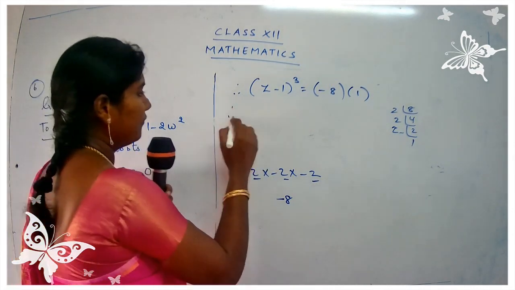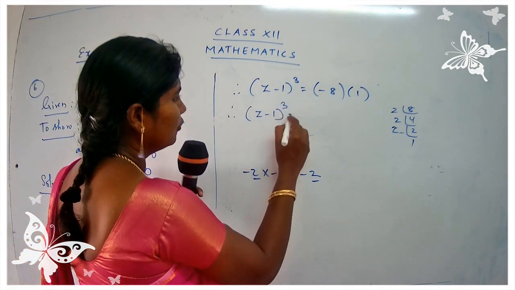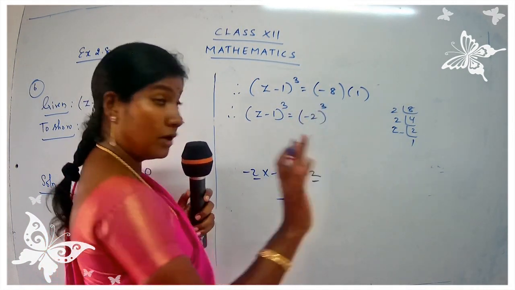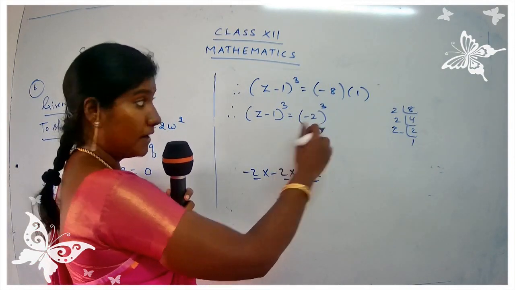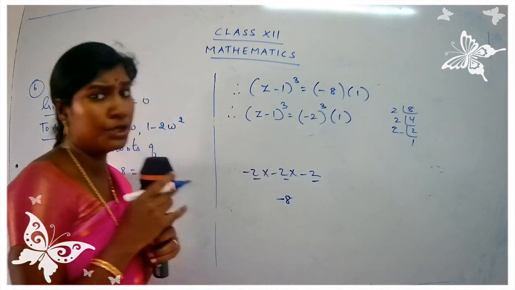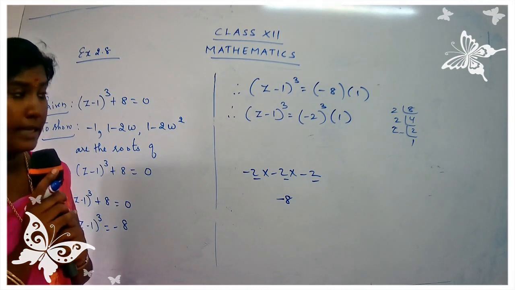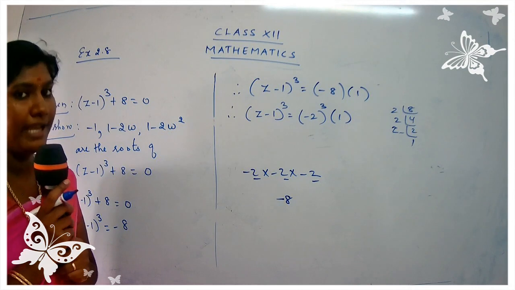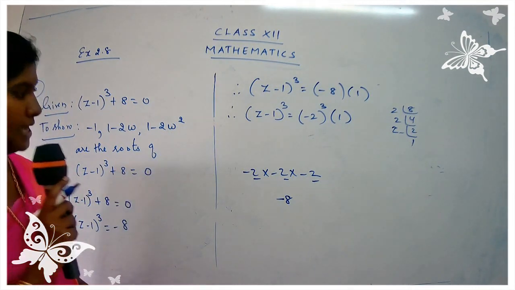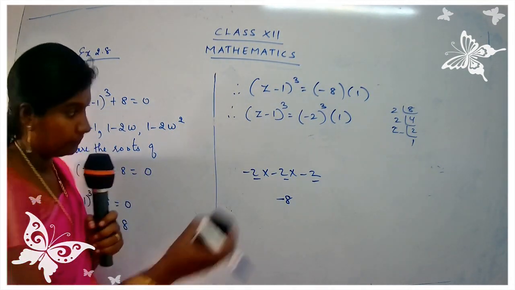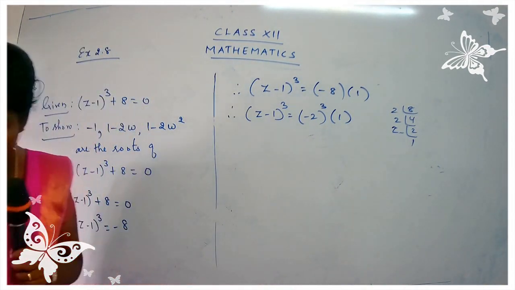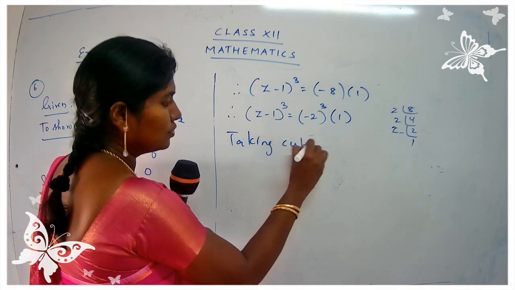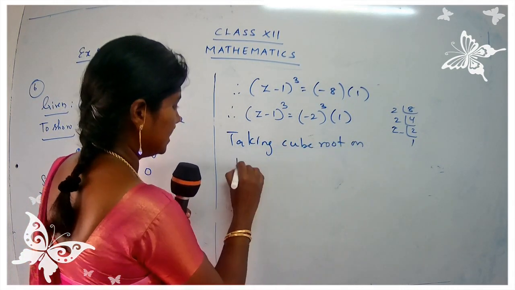So put here, therefore, z minus 1 the whole cube is equal to minus 2 the whole cube. First of all, I am just expressing minus 8 in terms of power. Keep this as it is. No need to do any other changes. Getting the point? Okay. So now what are we going to do here? You know the next step? Yes. Taking cube root on both sides. Let's take a cube root. Write down here. Taking cube root on both sides.